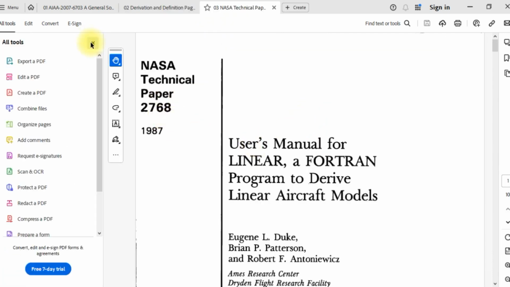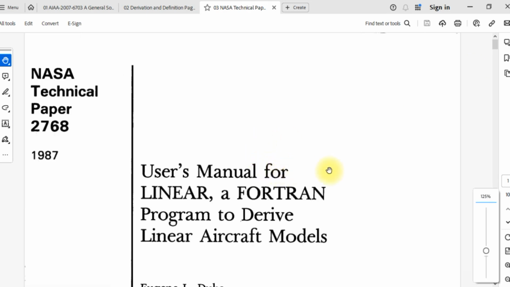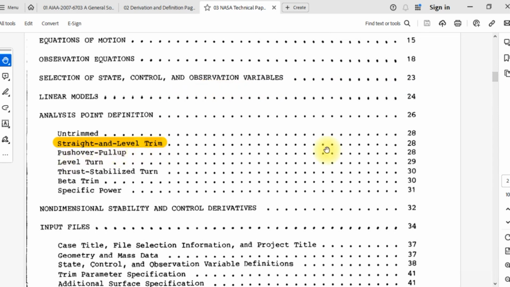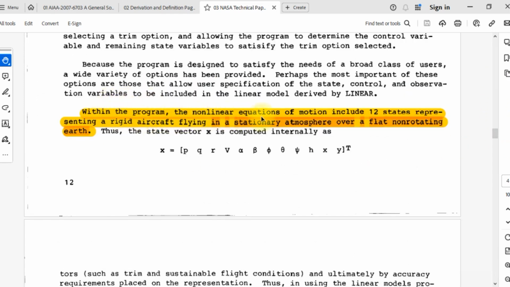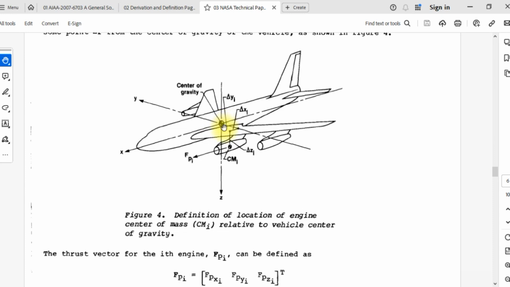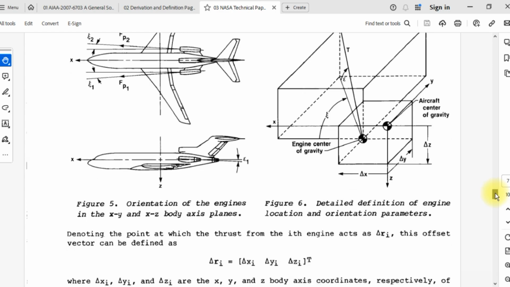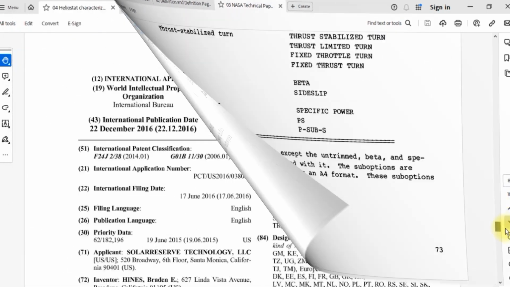This is the other one. I had seen this one before. It is a user's manual for a linear Fortran program to derive a linear aircraft model and straight and level trim. Within the program, the nonlinear equations of motion include 12 states representing a rigid aircraft flying in a stationary atmosphere over a flat, non-rotating Earth. Here you have the point of equilibrium right here, horizontal. Here we have a point of equilibrium right here. So it has nothing to do with ball Earth. They don't do this stuff imagining a ball Earth.